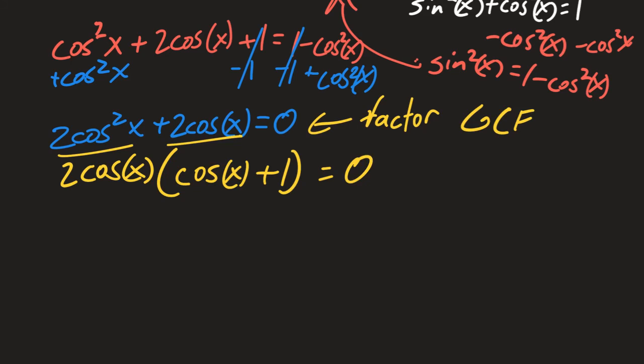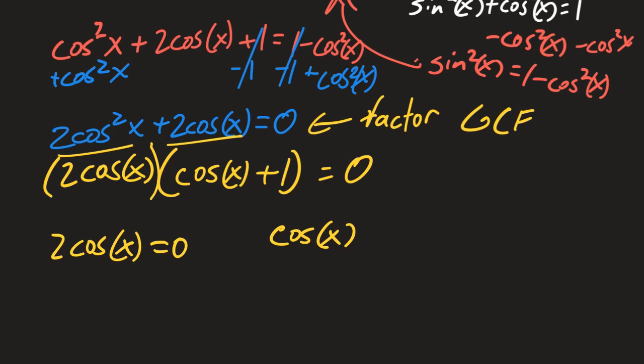So I can take each of these factors, and that section can be set equal to 0. And it's going to give me different solutions from each side. Cosine x plus 1 equals 0. And for the other, I'm going to go ahead and divide that 2 to the other side, and I'm just going to get that cosine x equals 0. And this one's pretty simple. We know that cosine is 0 at pi over 2 and at 3 pi over 2.